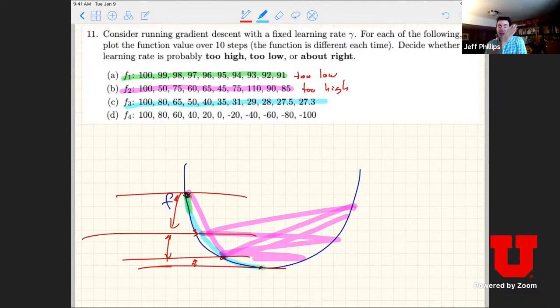I'm gradually coming in there, and it's flattening out, right? This is kind of what you expect. So this one looks about right. This is about like what you expect to see. Okay, so let's look at this last one now.